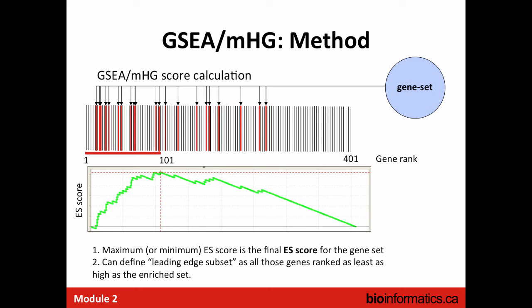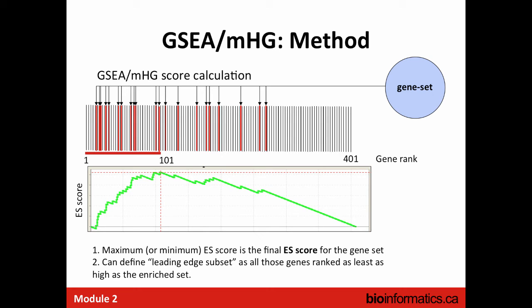GSCA makes a different decision about what that number should be. Okay, if you went down one unit and went up one unit every time you encountered the gene, that test is called the Kolmogorov-Smirnov test, or the KS test, okay?